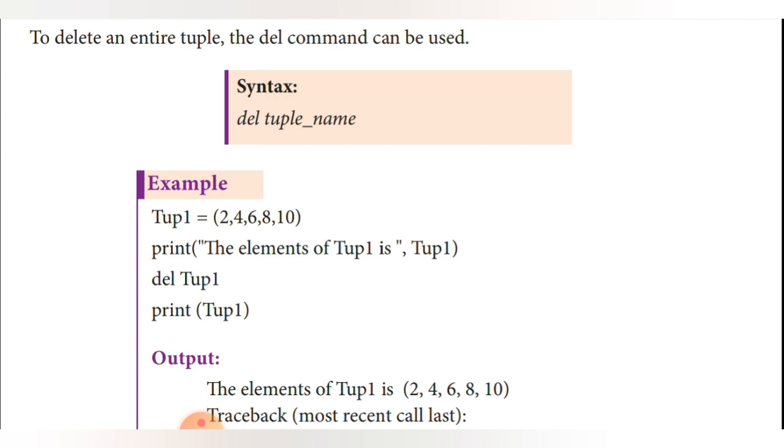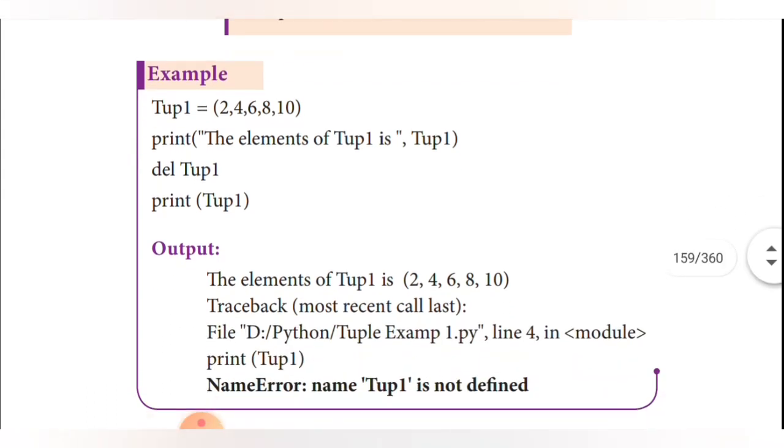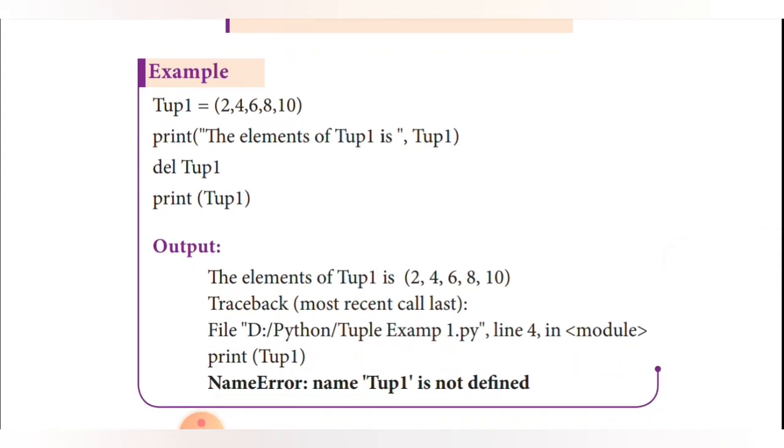Next line, del tup1. That is, we are going to delete tuple 1. del is the command used to delete the tuple, so that tuple is deleted. Then print of tup1. Once the tuple has been deleted, if we try to show that tuple again, it shows an error message that the tuple is not present. See this NameError: name 'tup1' is not defined.